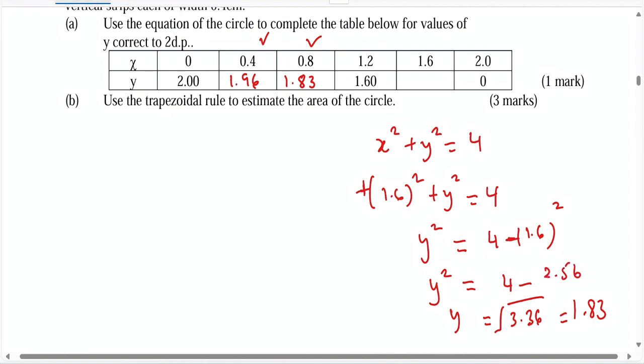Na ukisubtract hizo mbili, 4 minus hiyo 2.56, 1.44, na square root ya hiyo obviously itakuwa 1.2. Square root ya 1.44 ni 1.2. Nimeguess vizuri. Lakini ukiandika 1.2 utakosa, kwa sababu umeambiwa 2 decimal place, so just write 1.20.